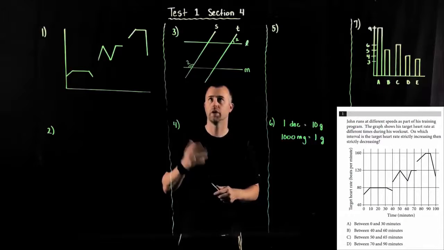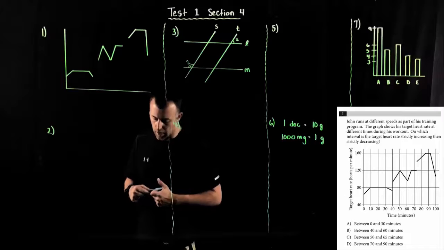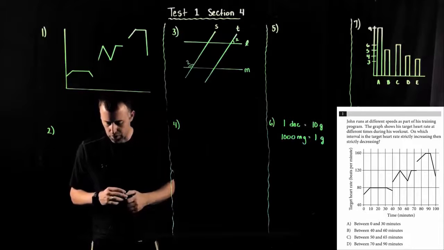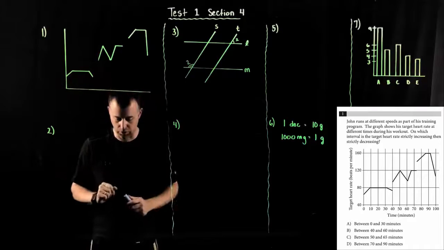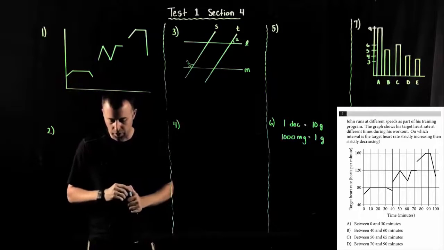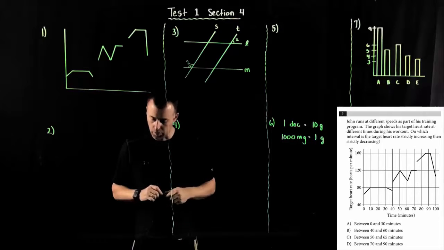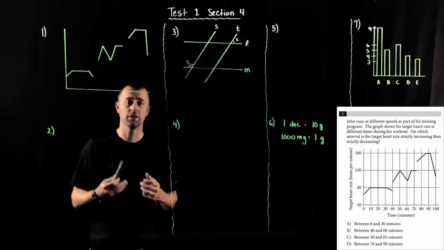All right, so we are on now test 1, section 4. Let's go ahead and take a look at number 1. Number 1 tells us that John runs at different speeds as part of his training program. So the graph, and I have a quick version of it here, shows his target heart rate at different times during his workout. In which interval is the target heart rate strictly increasing and then strictly decreasing?